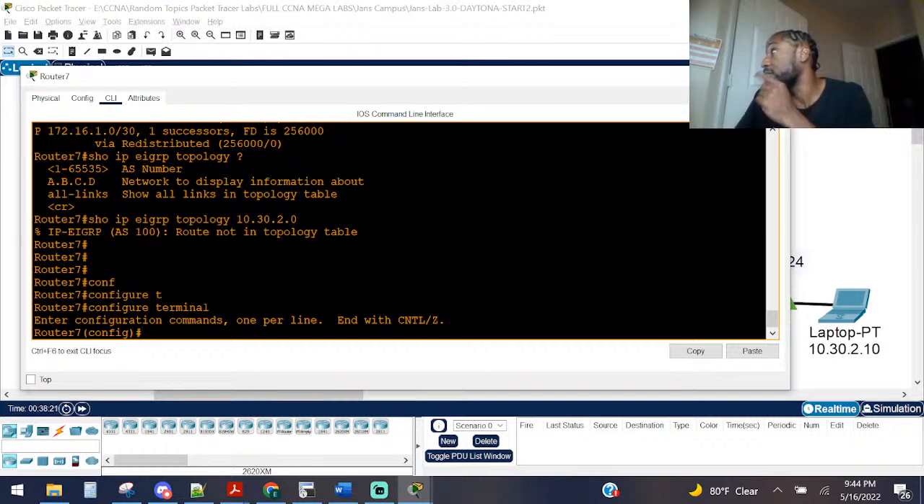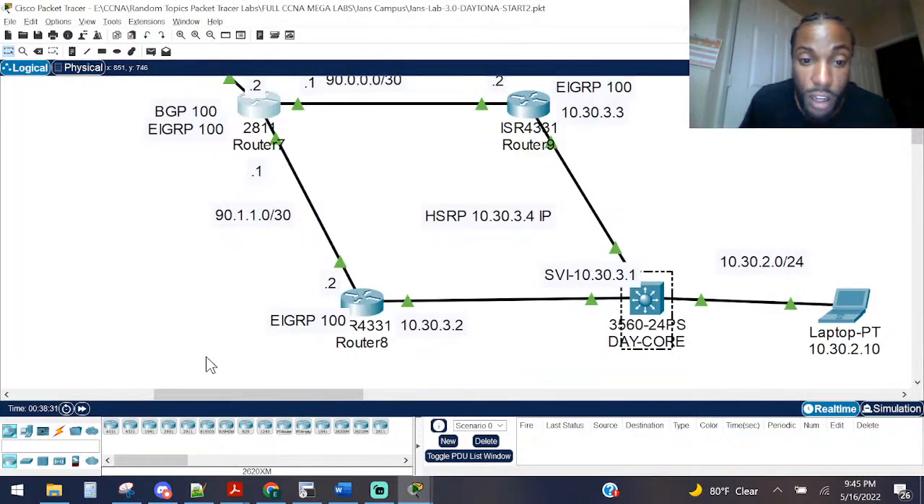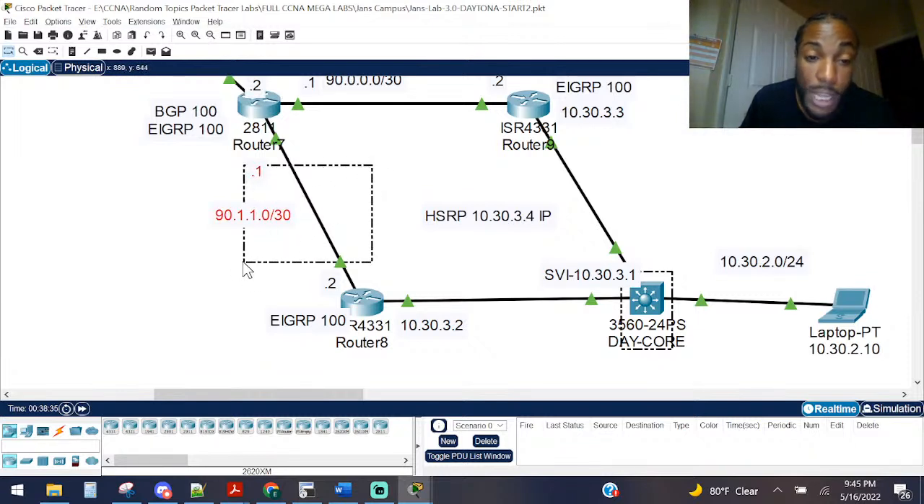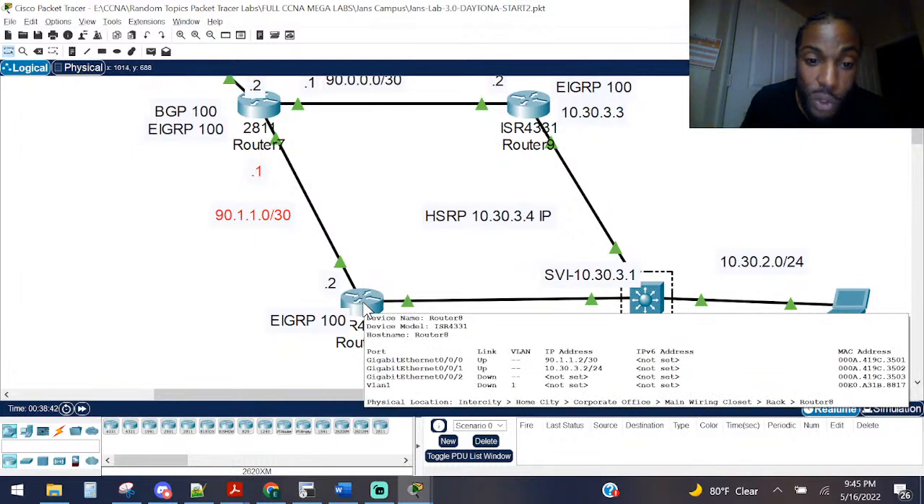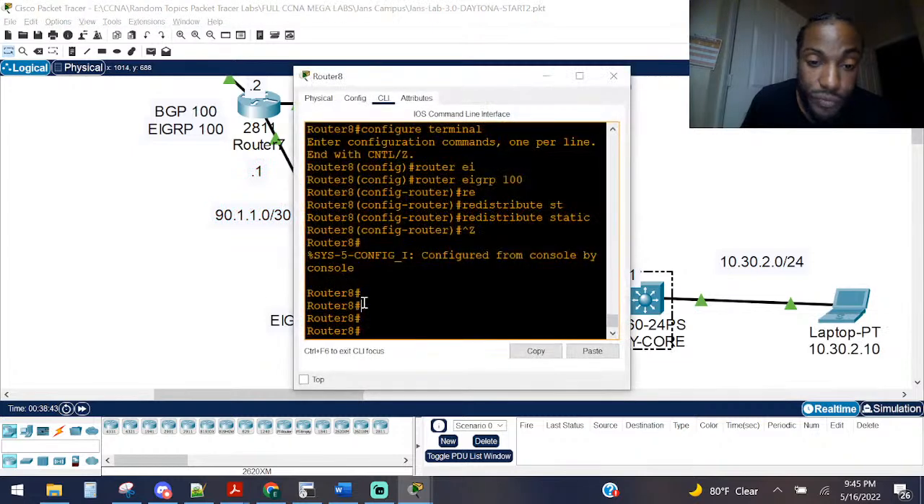So task 9 says test failover by shutting down interface facing router 7 from router 8. Connectivity should not be affected. So he said basically router 7 and router 8. He said this interface right here, we need to test failover by shutting this interface down. So let's go ahead and stop paying the ISP and see what happens, right? Let's go to router 4. Oh, I remember this part right here.